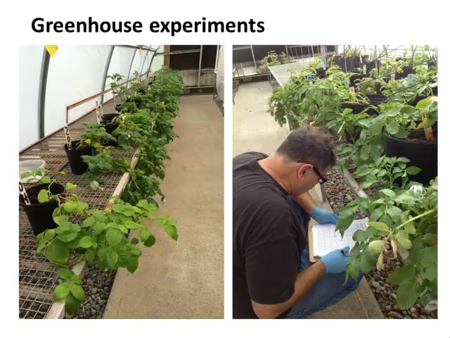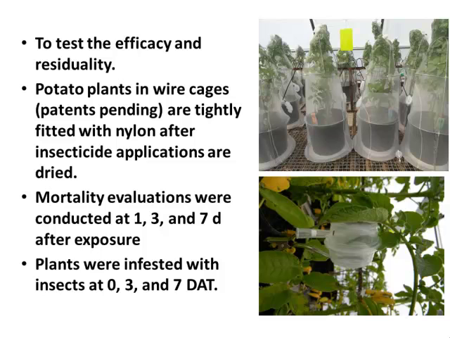Since the natural pressure in the field was very low, what we decided was to do a lot of work in the greenhouse using artificial inoculations. Of course, we have colonies of psyllids with the bacteria and without the bacteria. And I will finish with this slide, and I will show you the data. Sorry, I talked too much.